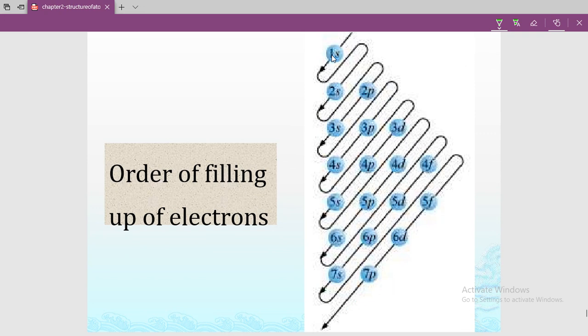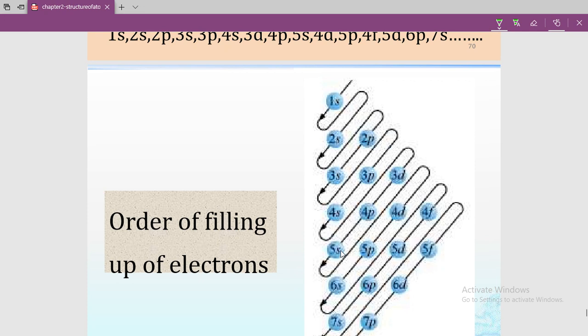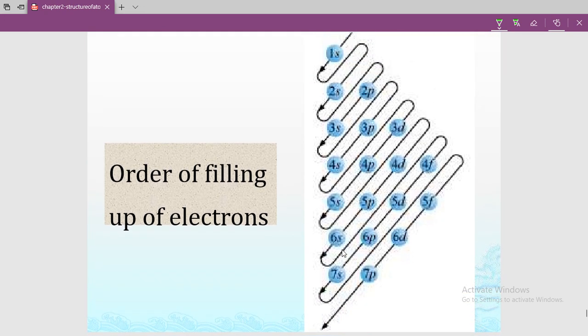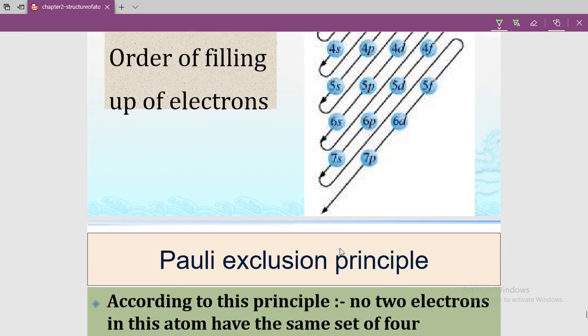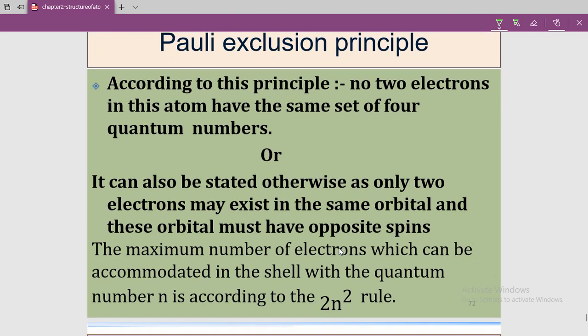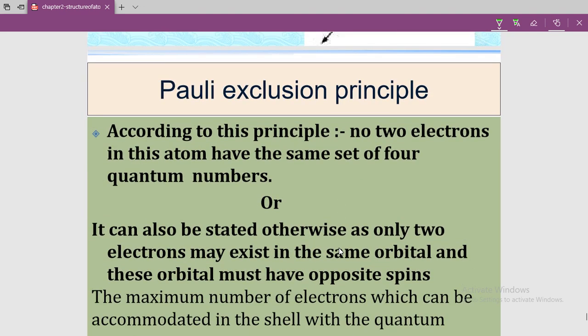This one is the lowest energy level and this one is the highest energy level. Electrons first enter the low, then the higher, then higher levels. This is the Aufbau principle. According to it, electrons enter first into the ground state, then into the upper energy states. Next one is the Pauli exclusion principle.